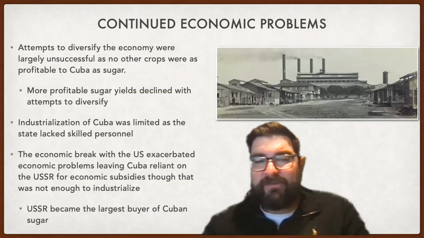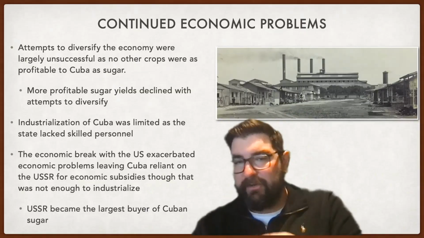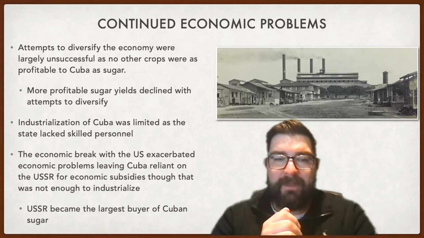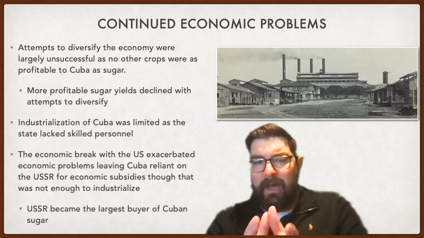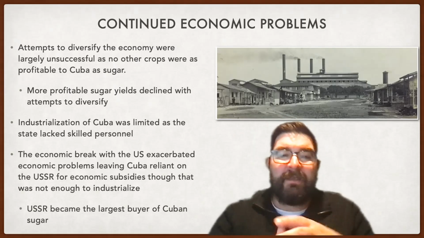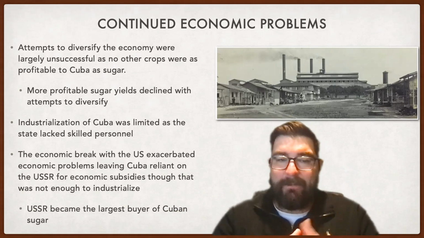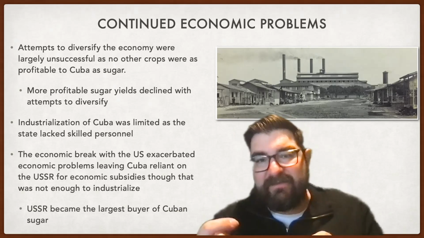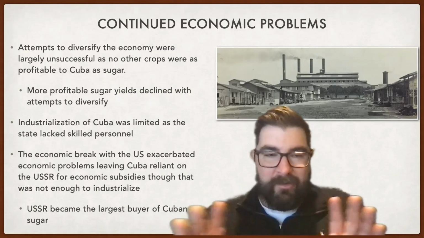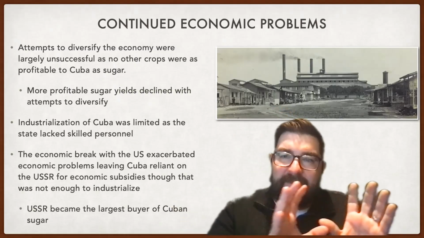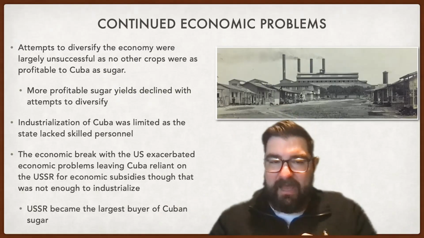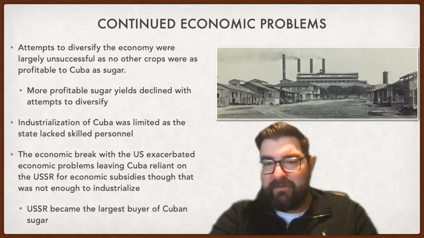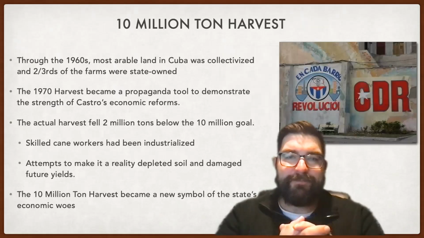Industrialization of Cuba was also limited because the state lacked skilled personnel, as so many had left Cuba following the revolution. And that economic break with the United States is going to exacerbate Cuba's economic problems, leaving them reliant on the Soviet Union for economic subsidies, though that was not enough to fund the industrialization of the Cuban state. The Soviet Union will become Cuba's largest purchaser of Cuban sugar.